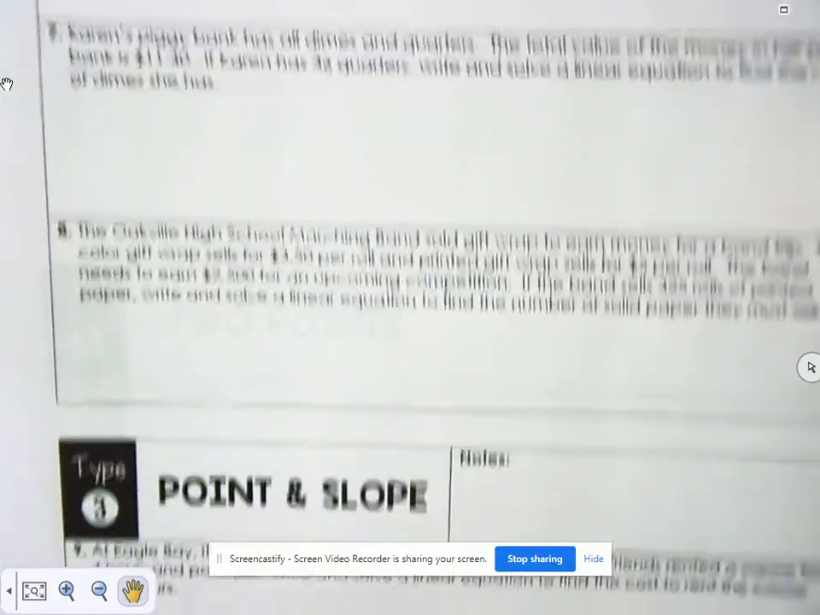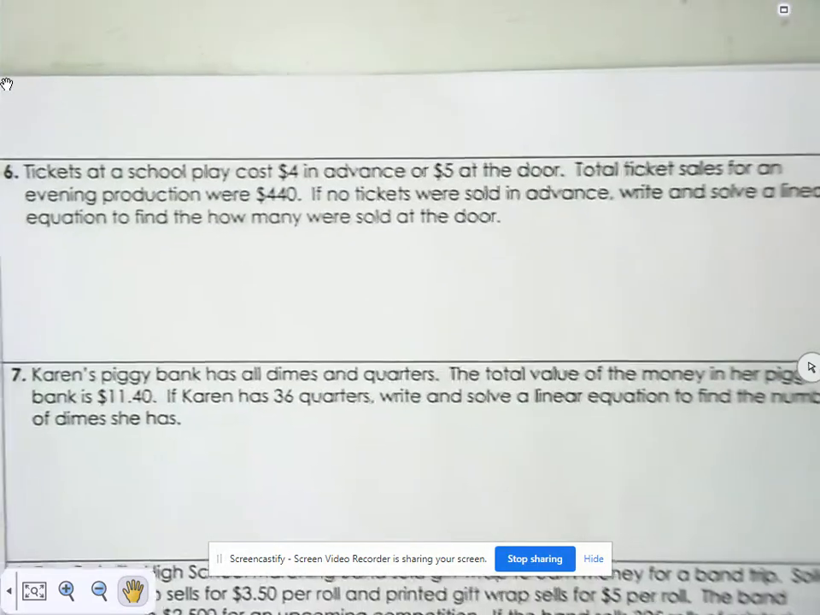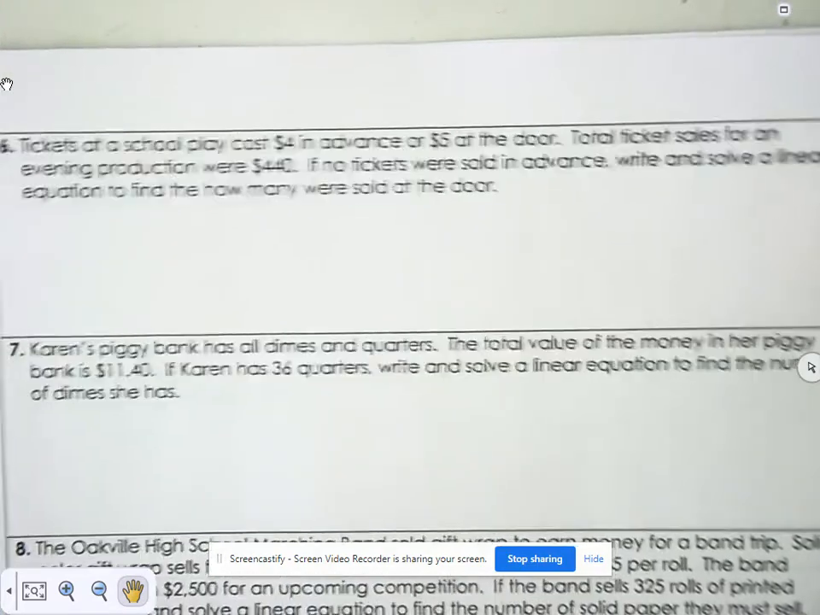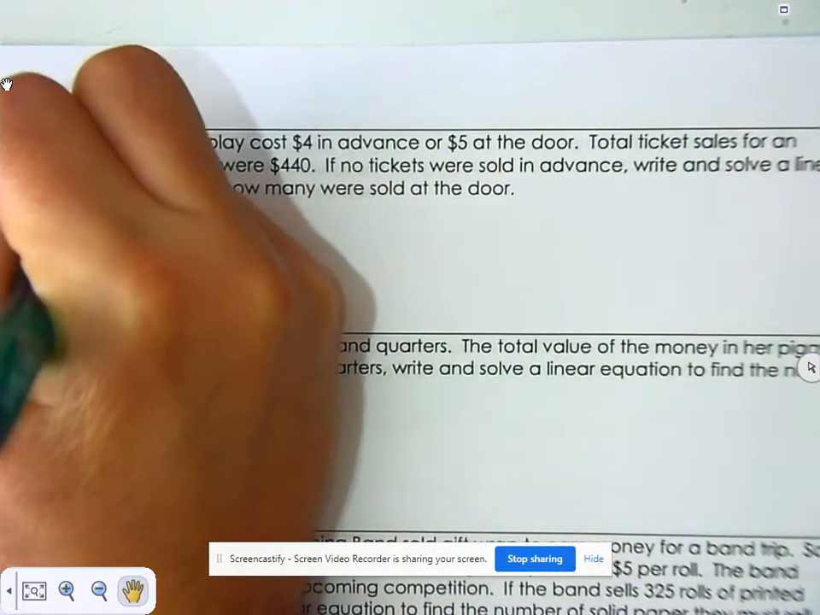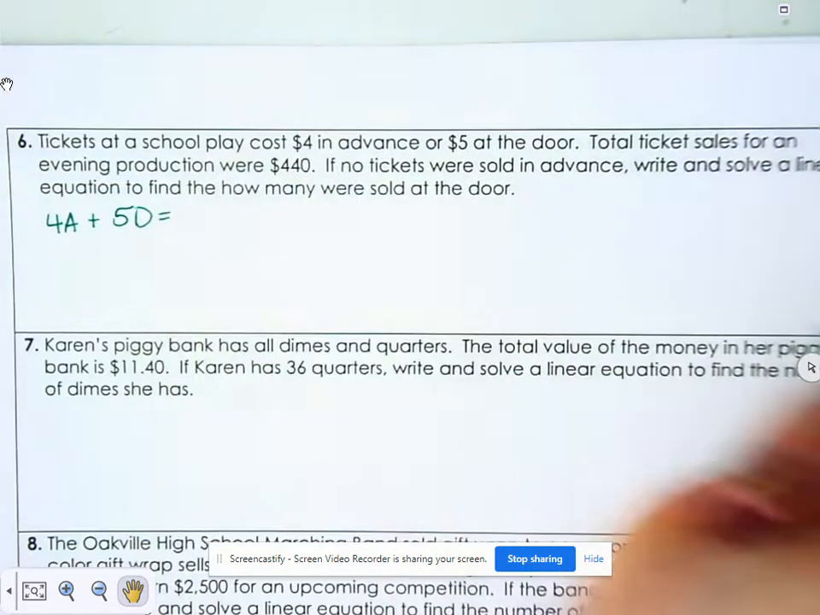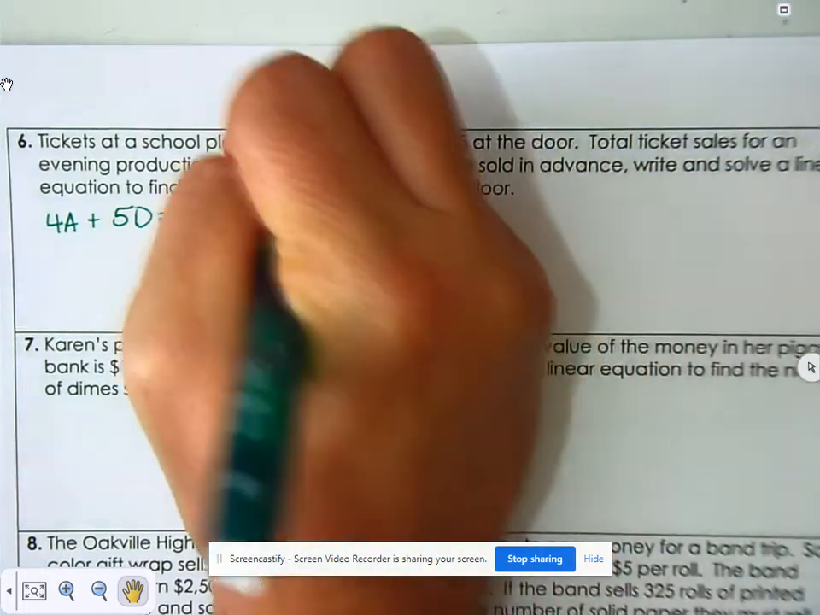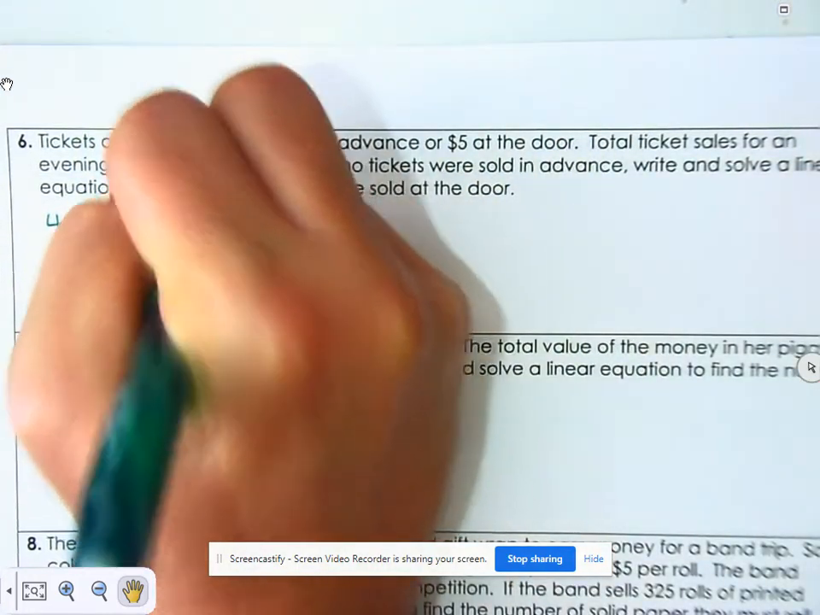All right, next one. Tickets to the school play cost $4 in advance or $5 at the door. Okay, so we've got two types of tickets. We've got $4 for advance tickets, $5 for door tickets, and that equals a total of $440.